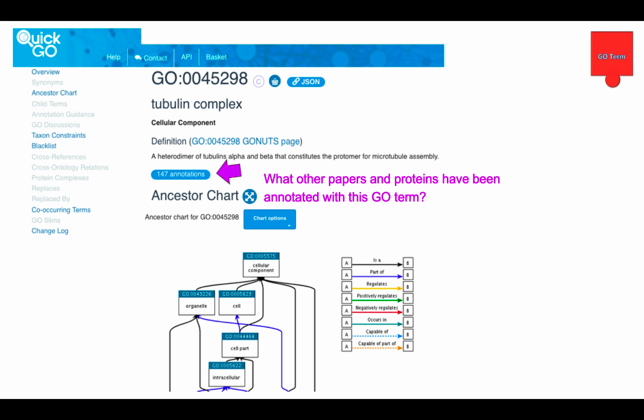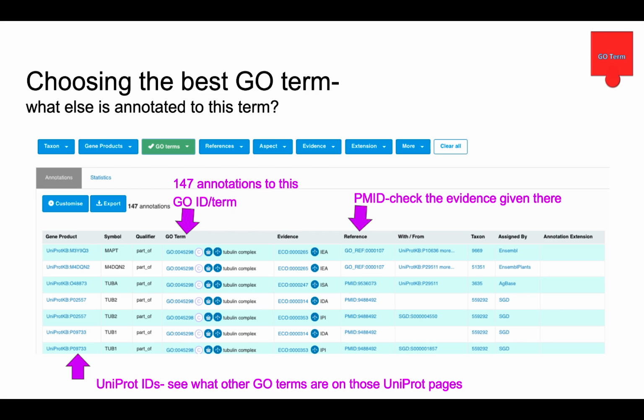This I mentioned before. It also lists here a link to other things that have been annotated with any given term. If you were to click on that link, it might take you to a list that would look like this, and you can see all of the other proteins here that are annotated. You can see that they're all annotated to the same term, and that they come from different kinds of evidence. In this case, we've got 2 different papers, and then another kind of evidence that isn't a paper.